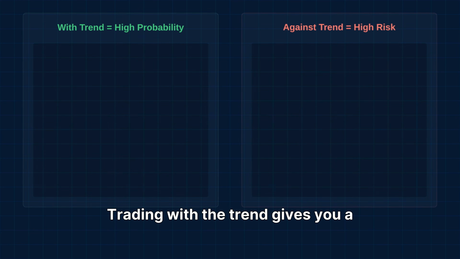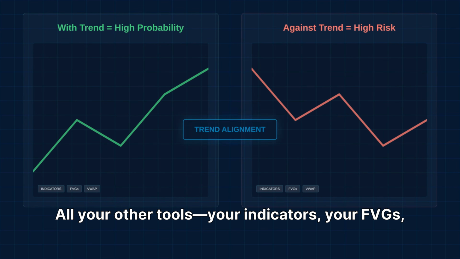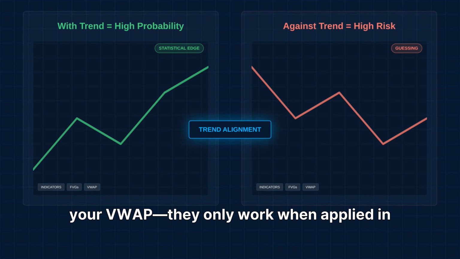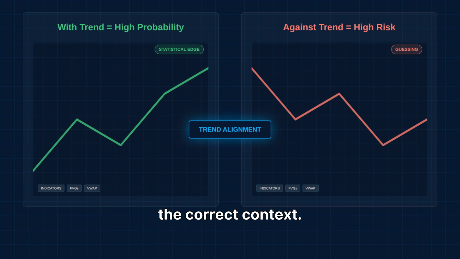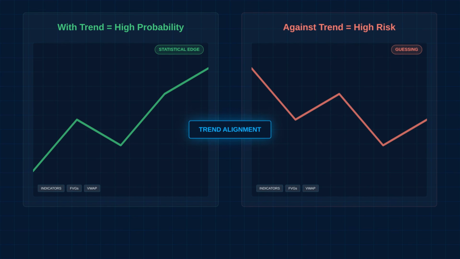Trading with the trend gives you a statistical edge. All your other tools, your indicators, your FVGs, your VWAP, they only work when applied in the correct context. Without trend alignment, those tools are just guessing.